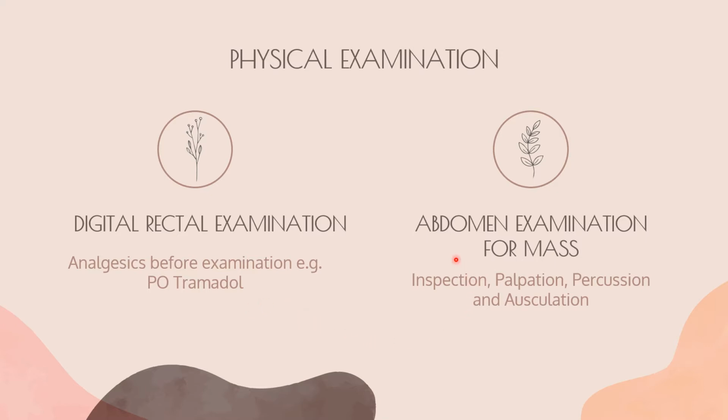Do not forget to do abdomen examination for mass, as abdomen diseases are often related to perianal conditions. So as usual, you should inspect the abdomen. Is there any mass visible? Palpate the 9 quadrants of the abdomen, superficial and deep palpation, percuss if it's tympanic or dull, and lastly auscultate the bowel movement.